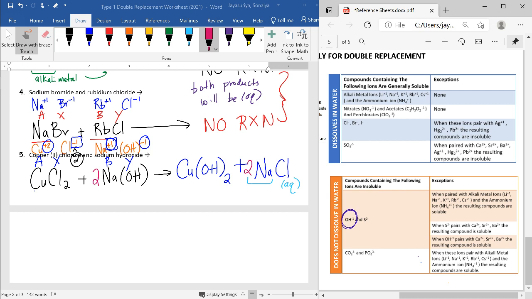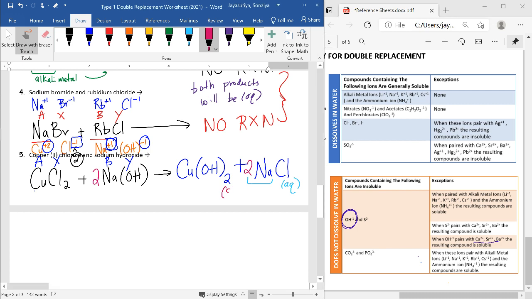They are generally things that don't want to dissolve. So let's see if copper will make it dissolve. I don't see copper as an exception for hydroxide. Okay? The only exceptions are alkali metals and also calcium, strontium, and barium, and those are not copper. So copper hydroxide is my solid, and we're done.